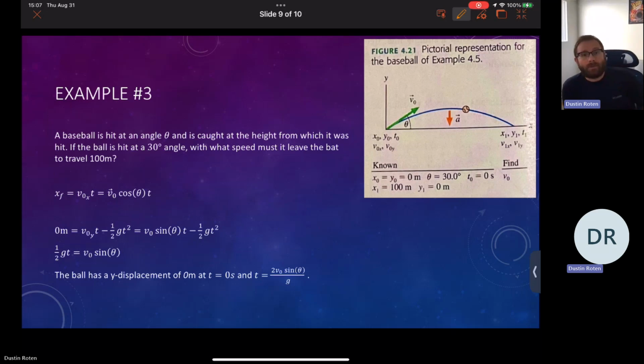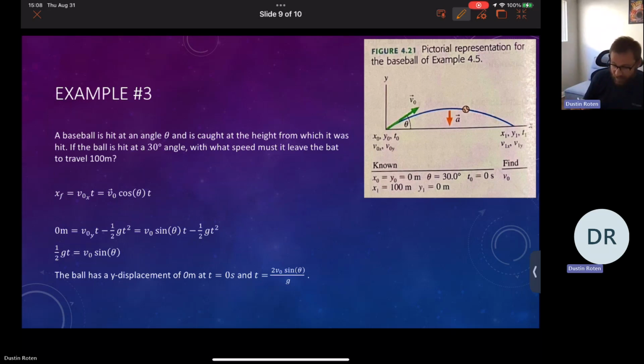All right, one more example. So this one should be fairly straightforward. A baseball is hit at an angle theta and is caught at the height from which it's hit. That means whatever height the bat hit the ball, the glove that catches this ball is going to be at the same height as when the bat hit it. So there's no cliff problem, so to speak. Where you start in the vertical is going to be the same in the vertical when you end.